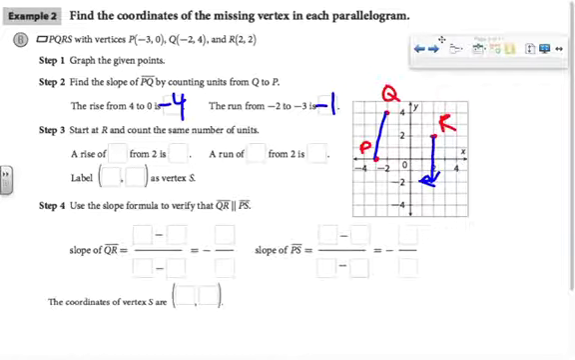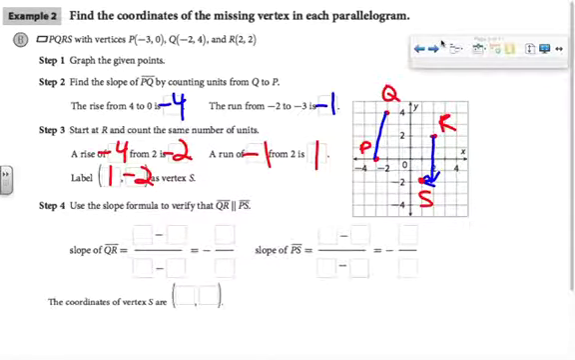And so here is where I'm conjecturing that point S will be at 1, -2. Let me fill in a few of these blanks. A rise of -4 from 2 is -2, and a run of -1 from 2 is 1. And so we found the point 1, -2 in that manner.